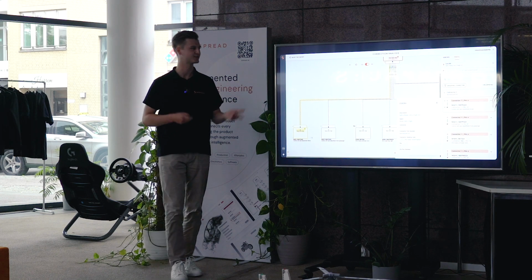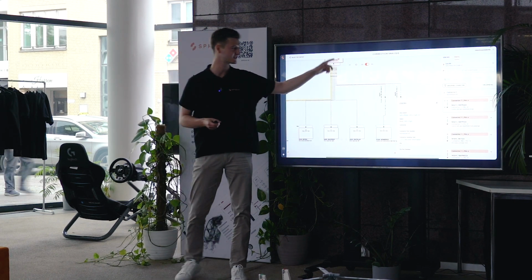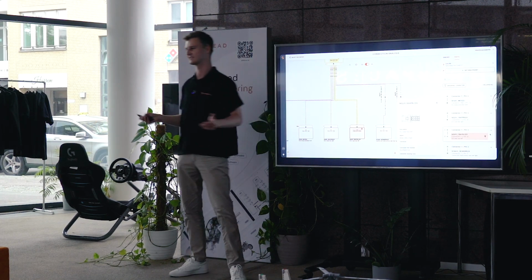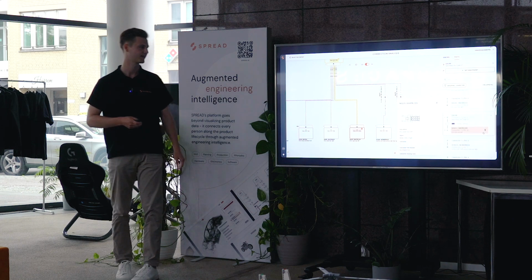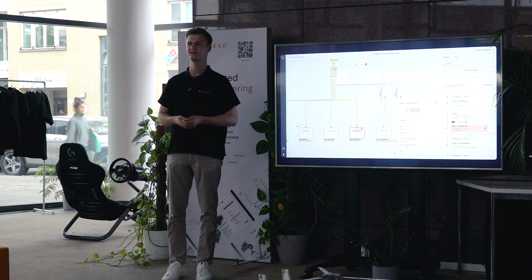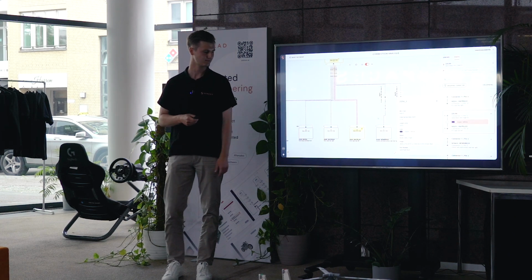The technician also can search in this architecture. This is shown here. So he can select one specific component and see all the selections or all the connections in the vehicle. So this helps them to analyze efficiently how the vehicle should work and how it doesn't.